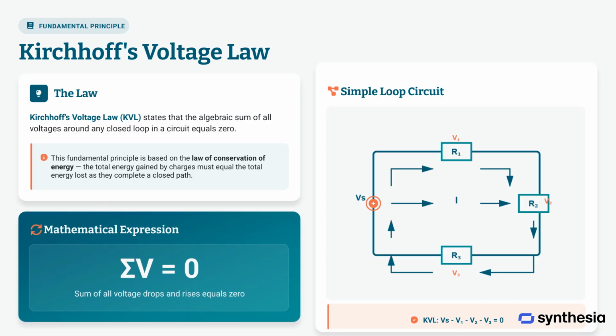For example, if a source provides voltage to a loop with several components, the total voltage drops across those components must equal the source voltage.